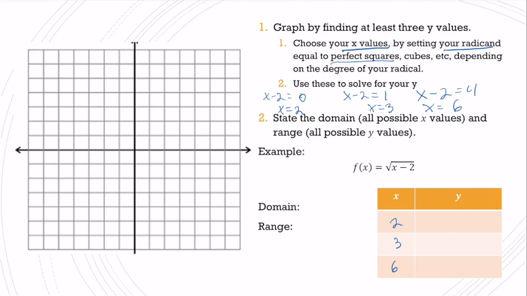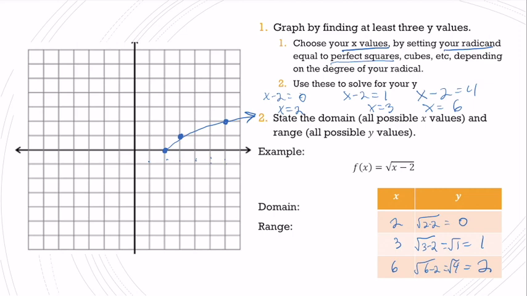Now I need to solve for y. The square root of 2 minus 2 is 0. The square root of 3 minus 2 is the square root of 1, which is 1. The square root of 6 minus 2 is the square root of 4, which is 2. So let's go ahead and graph these points. I have when x is 2, y is 0. When x is 3, y is 1. When x is 6, y is 2.